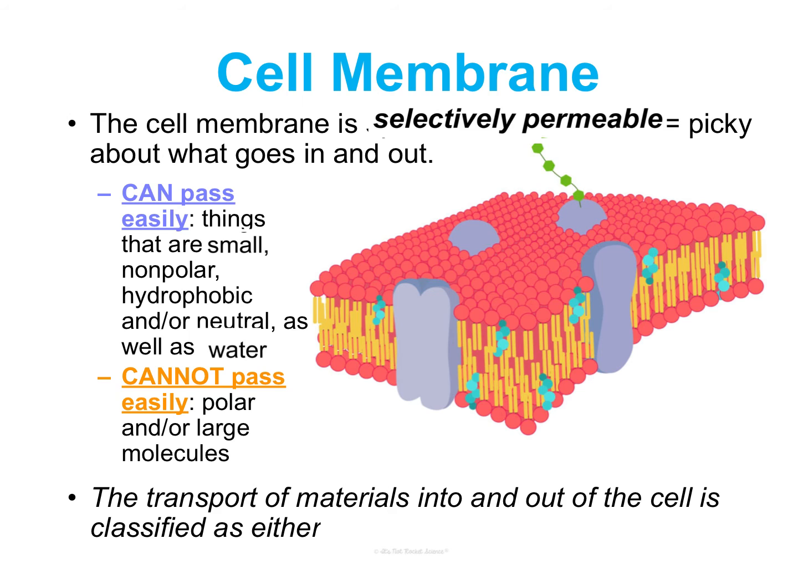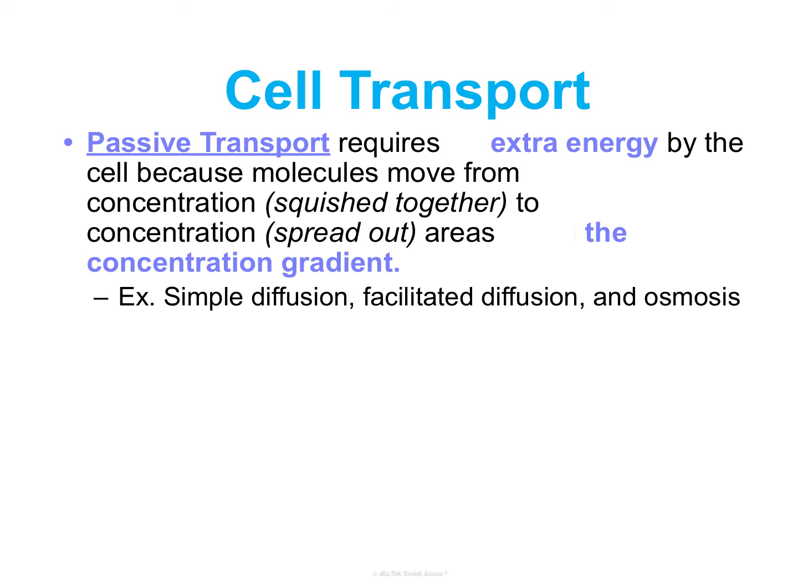As we talk about cells moving through the cell membrane, our transport of materials into and out of the cell can be classified in one of two ways, as either being passive or active transport. So today we're going to briefly talk about each one, starting with passive transport. And passive requires no extra energy by the cell because molecules are moving from high concentration, meaning they're all squished together, to areas of low concentration, meaning they're spread out. So this is going to be going down the concentration gradient.